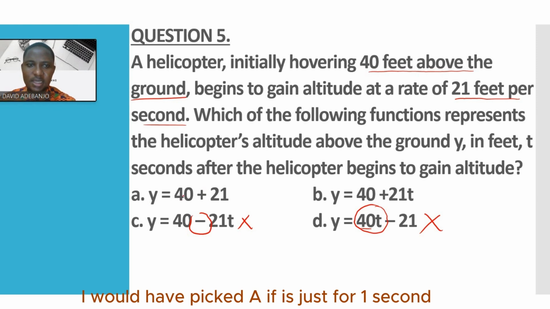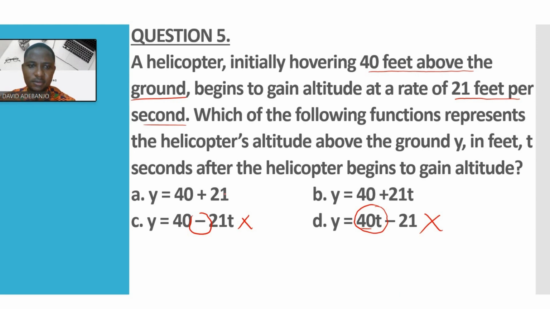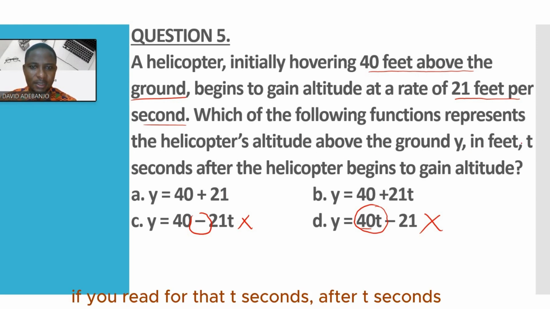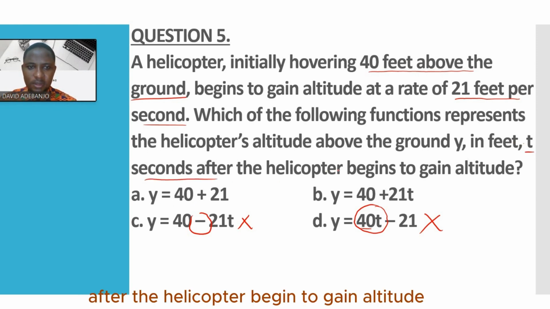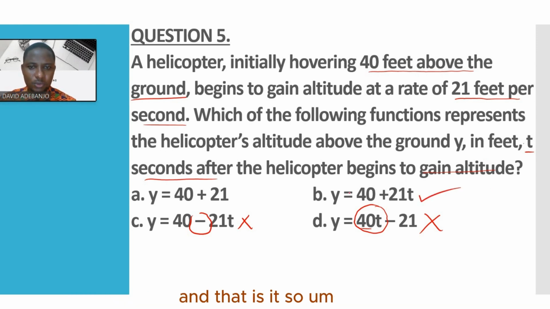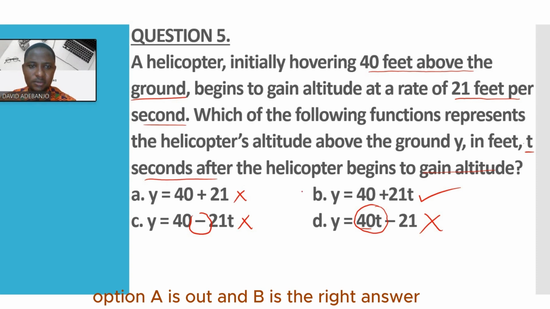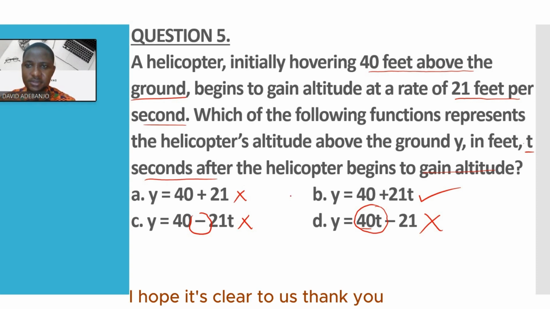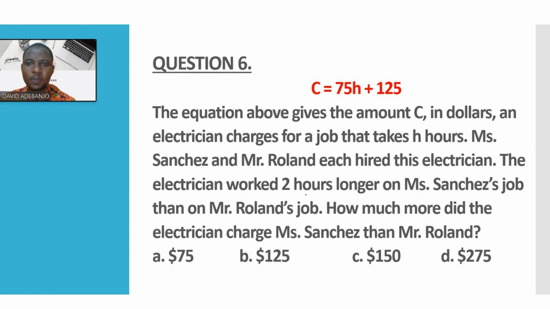I would have picked A if it's just for 1 second. But we're told, if you read further, T seconds after the helicopter begins to gain altitude, so we have to multiply the 21 feet per second by the time, and that is it. So option A is out and B is the right answer. I hope it's clear to us. Thank you. Moving on to question 6.